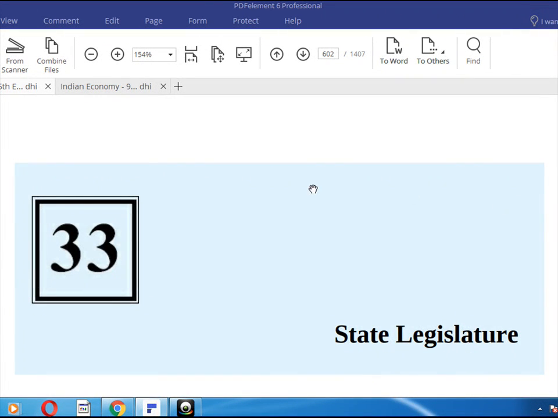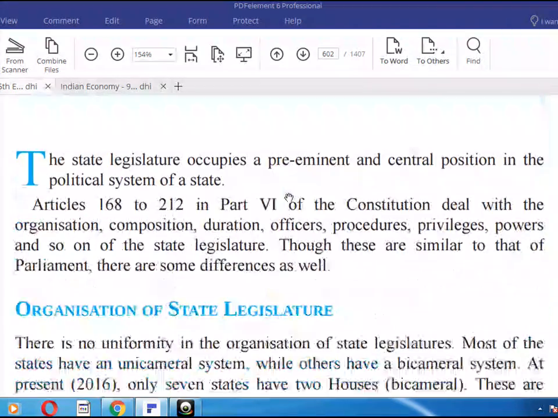Friends, now we discuss Indian polity. Okay, the chapter name is State Legislature. First, we discuss this article. The state legislature occupies the preeminent and central position in the political system of a state.